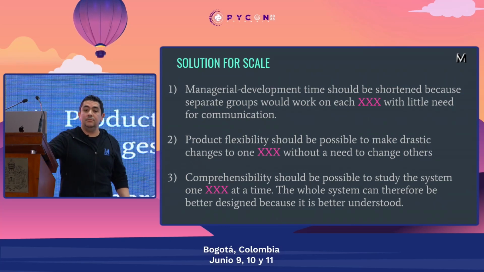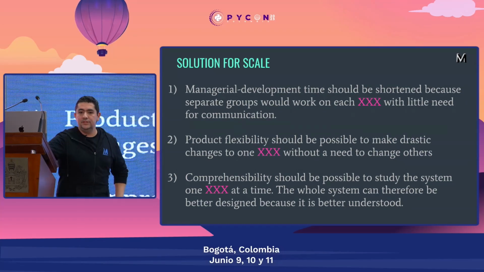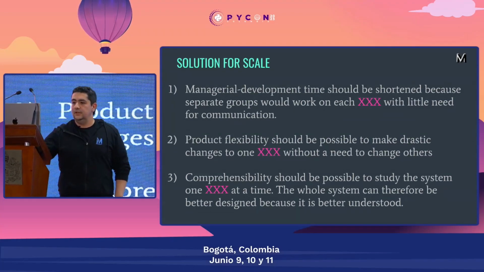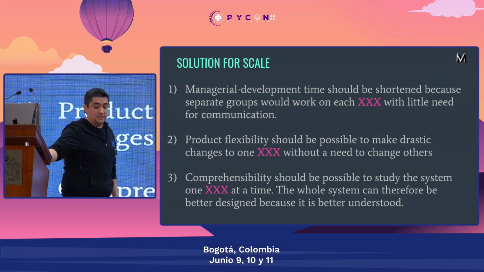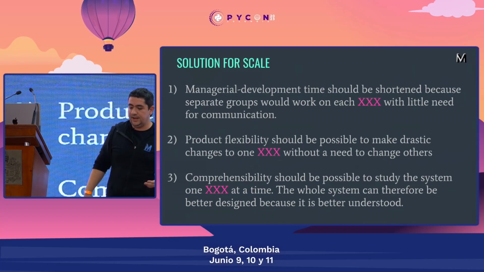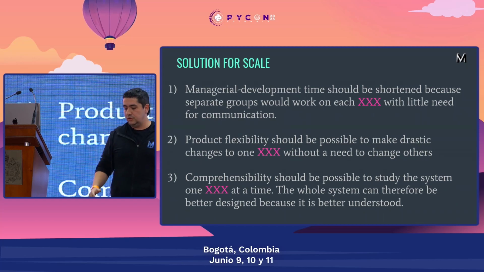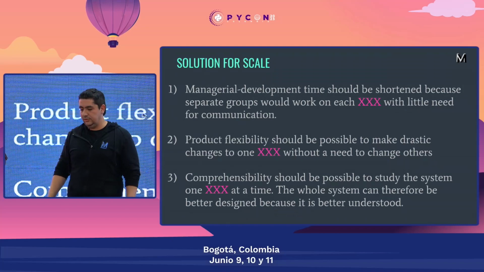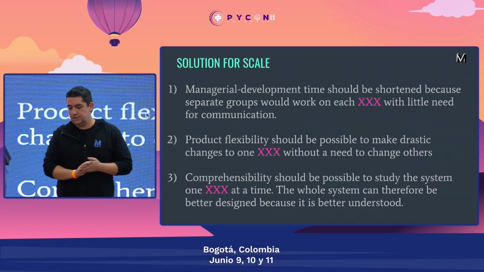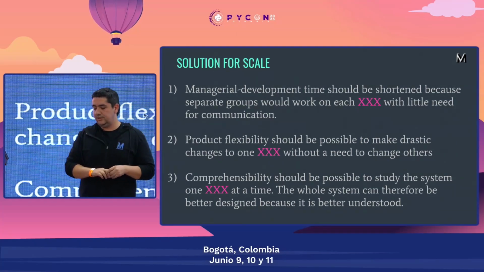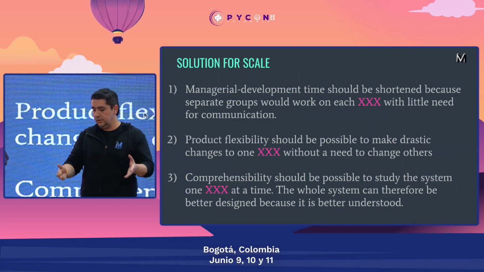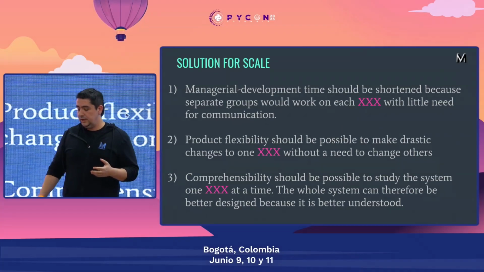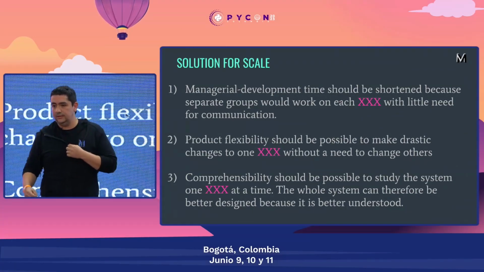So we know some concept already that has all the properties that I just mentioned that enables us to produce a viable software system. And let me try to read some of the advantages. So there is the advantage of managerial development. Time should be shortened because separate groups should work on this word that I'm gonna try to get from you with little need for communication. Product flexibility: it should be possible to make drastic changes to one. We need to fill the word there without need to change others. Comprehensibility: it should be possible to study the system one at a time.